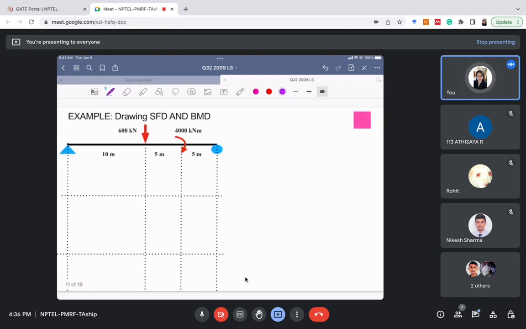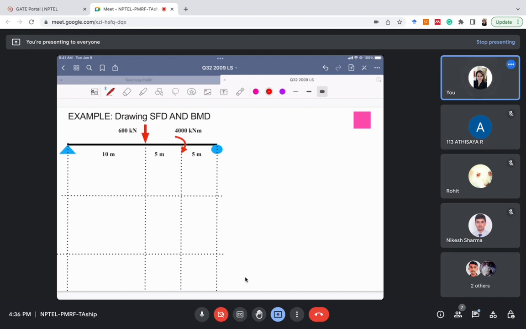Now we will move towards a slightly more complicated problem, you can say. In this problem, first we need to determine the reactions. So I'm telling you how to draw SFD and BMD from loading. Then I'll move towards drawing the loading diagram from the SFD. Okay. So in this problem, first we need to calculate the reactions.